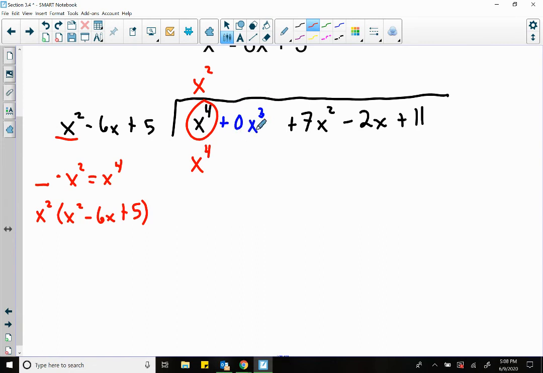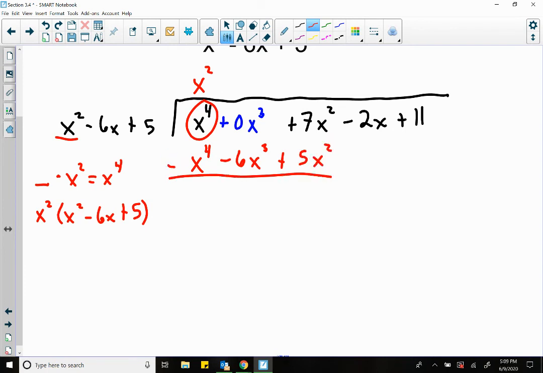And this is another reason why we need that placeholder of x to the 3rd, because x squared times negative 6x is negative 6x to the 3rd. If I didn't put in this 0, x to the 3rd, this one would have nothing to line up under. It would be placed over here, which would be weird. We don't want to place an x to the 3rd all the way over here. We want it to go across naturally. So when I take x squared times negative 6x, that's negative 6x to the 3rd, and I need that guy there to line up. And x squared times 5 is 5x squared.